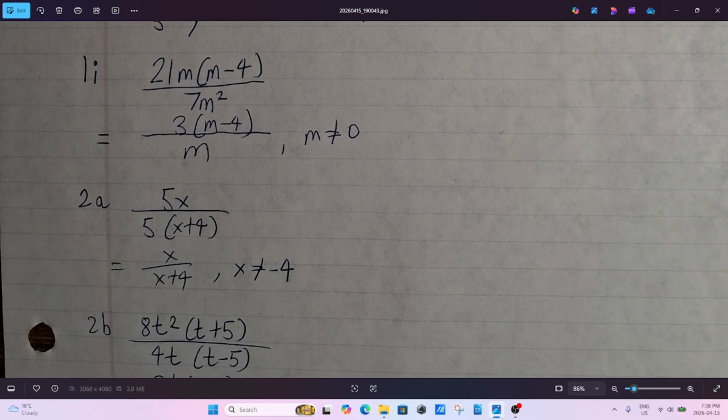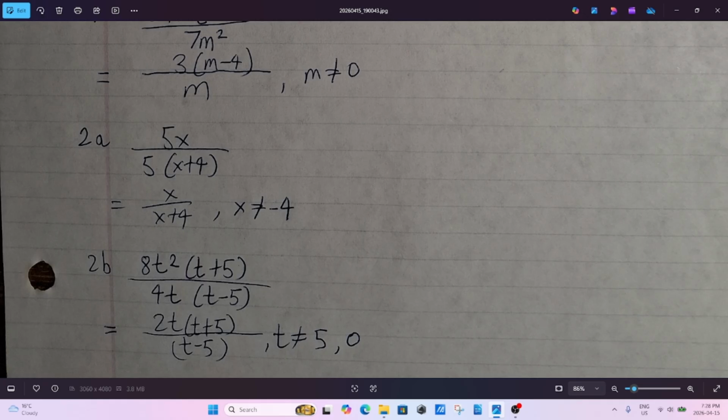2: 21m times m minus 4 divided by 7m squared. 21 divided by 7 is 3, so we have a 3 on top. 1m cancels, and the other m cancel, so top and bottom 1m cancels. So we have 1m at the bottom, and we still have m minus 4 on top. m cannot be 0.